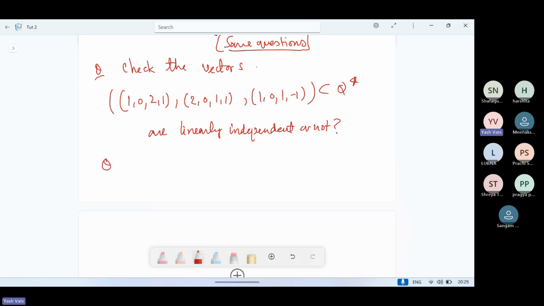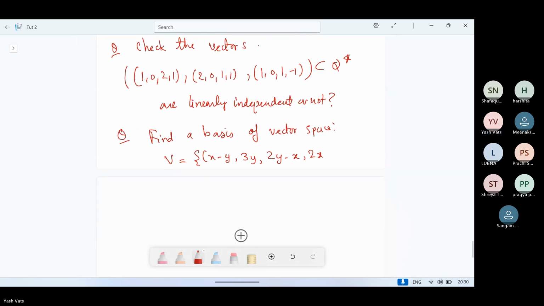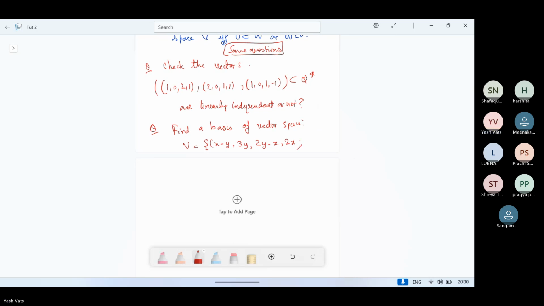Okay, next question is find a basis of vector space V equal to x minus y, 3y, 2y minus x, 2x, such that x, y is in R.